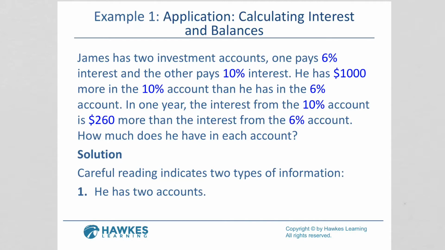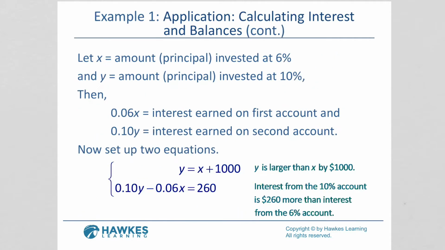Careful reading indicates two types of information. First, he has two accounts. Second, he earns two amounts of interest. Let x equal the amount, principal, invested at 6%, and y equal the amount, principal, invested at 10%. Then 0.06x is equal to interest earned on the first account, and 0.10y equals interest earned on the second account.